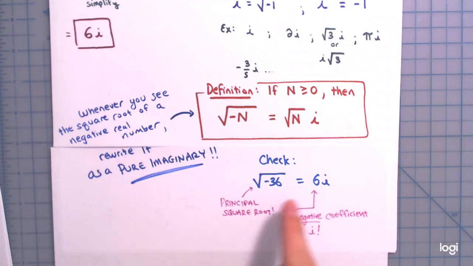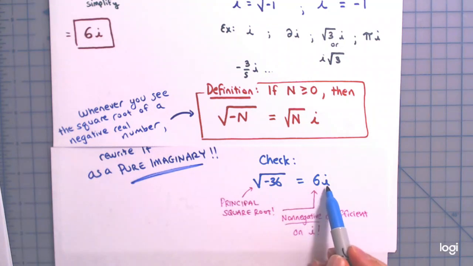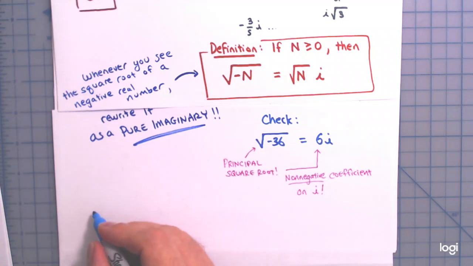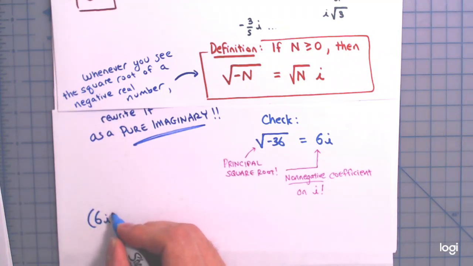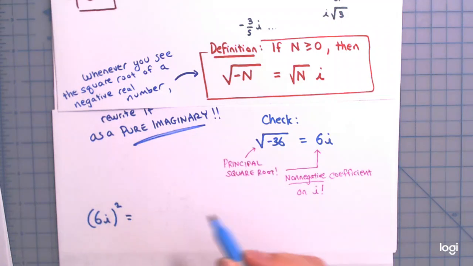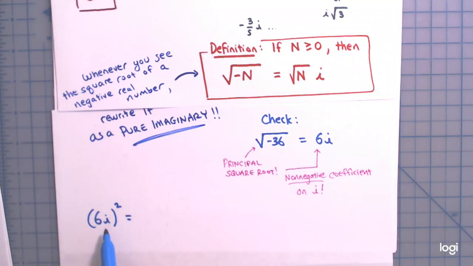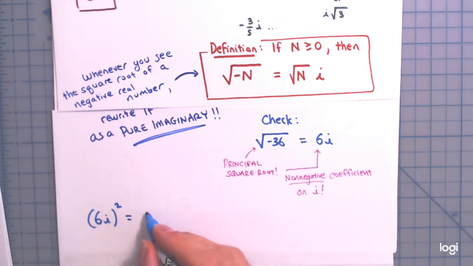Well, let's see. Is this true? Is 6i truly the principal square root of negative 36? Well, if it were, that would mean that 6i squared would be negative 36. All right, so let's check that. Let's take 6i and square it and see if I get negative 36 back. Remember, this is 6i times 6i, and remember I said we're going to treat i like a variable in most cases. 6i times 6i would be 36 times i squared.